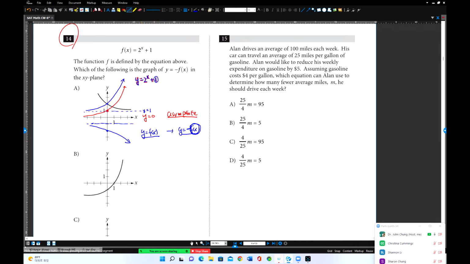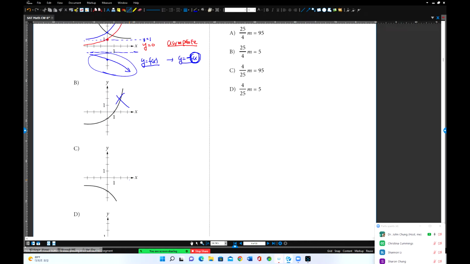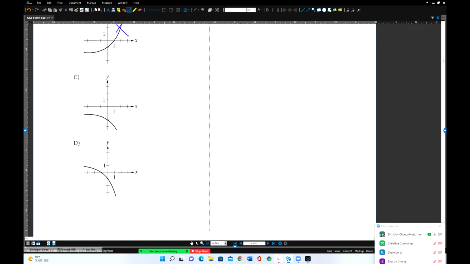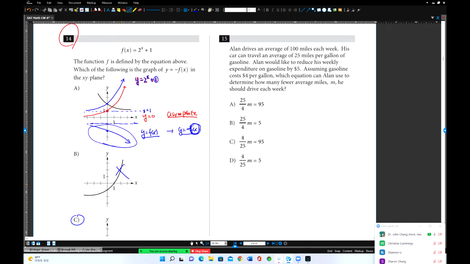It's okay, but you gotta be careful. The asymptote also moves up by 1, okay? So which one is like this graph? Okay, negative 1 is the asymptote. That is not the graph. This is negative 2, the asymptote is negative 1, right? Yeah, that's okay. But this is not. Is it okay? Alright. So choice C is the answer, okay?